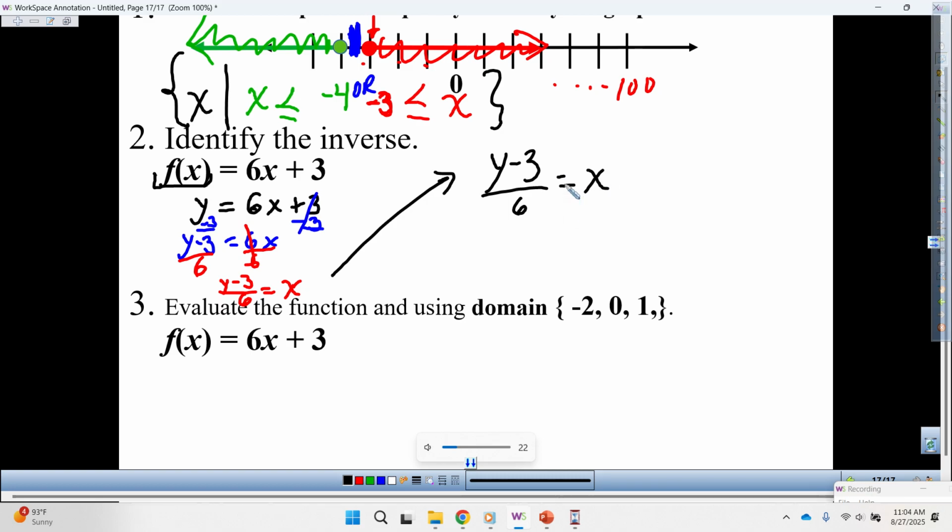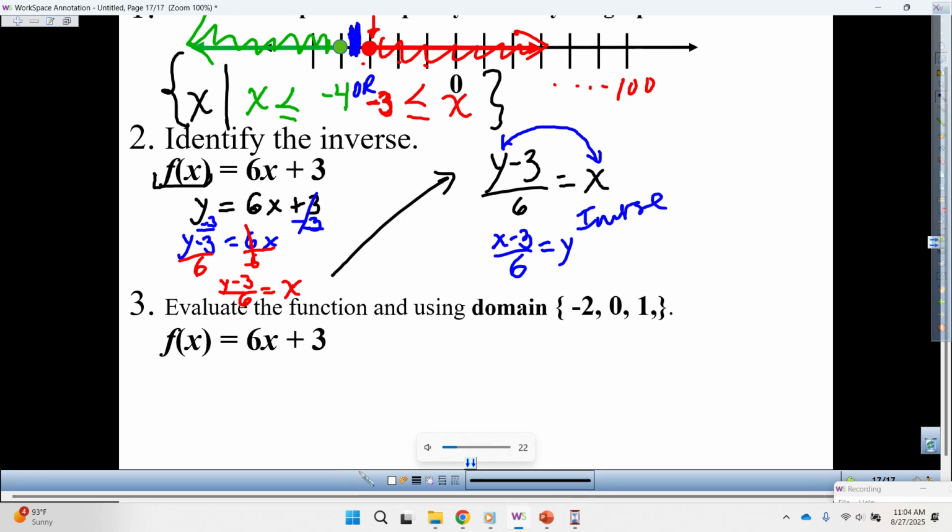Is that the inverse? No, Mr. Q. Tell your neighbor what is going to make it the inverse. Tell your neighbor what to do to make it the inverse. Everyone, what makes it the inverse? Switch the what? The y and the x. You just switch them. So x minus 3 over 6 equals y. This is what we call the inverse.